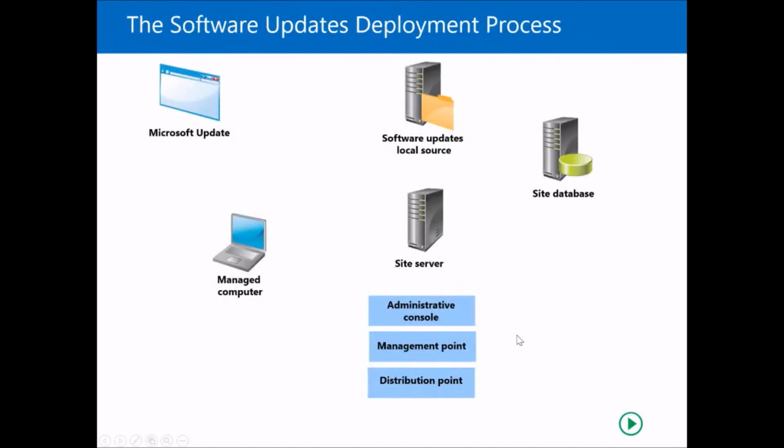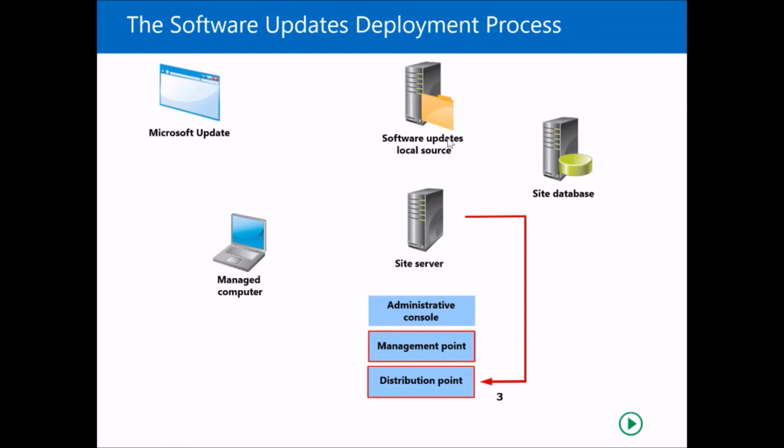So again, if we talk about the software update deployment process, previously that was all about the metadata. Again, we have the managed computer, the site server, and the software update local source, which is our version. So we've got the Microsoft updates. We use the administrative console and communicate with the Microsoft updates, and basically those updates are downloaded and put onto the local source, so a local copy of it.